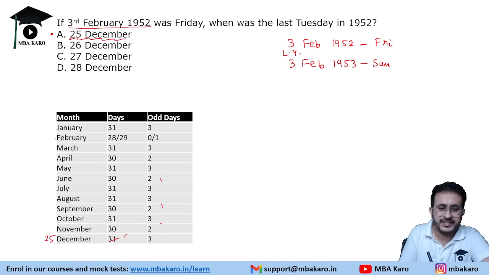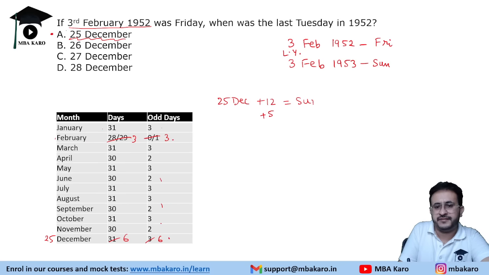That means 6 days are left in this month. So 6 January, 3 days we need to count, and we have to count till 3rd of February, which is 3 more days. So we have to go 6 plus 3 plus 3, that is 12 days. Okay, 25 December plus 12 is giving me Sunday. Plus 12 means plus 5 is giving me Sunday.